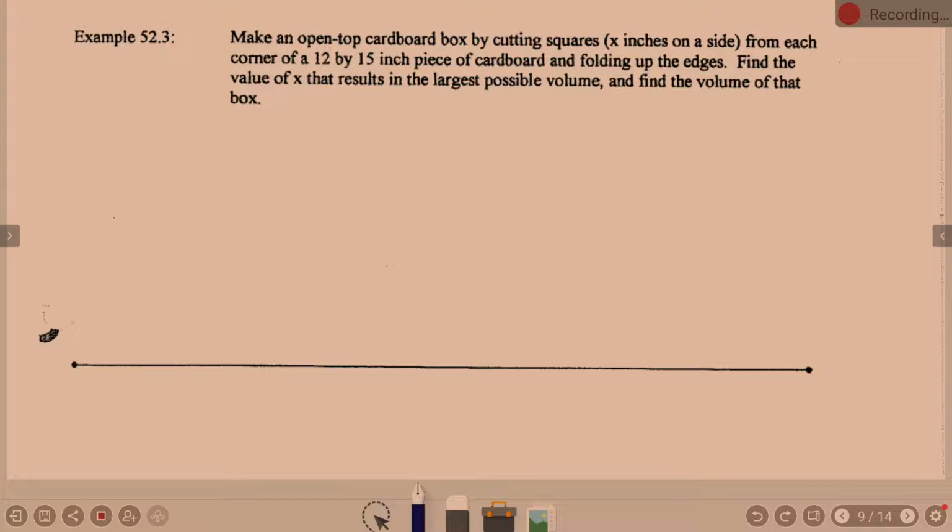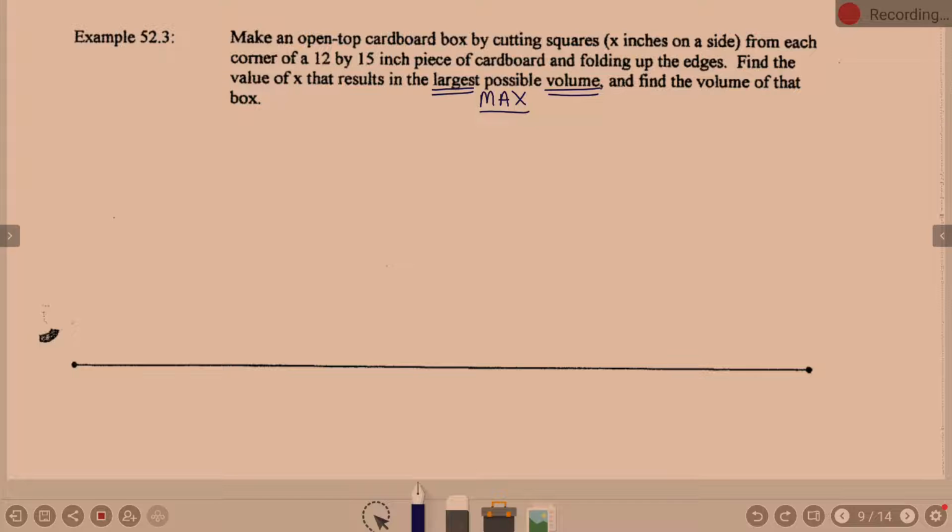Make an open top cardboard box by cutting squares, X inches on a side, from each corner of a 12 by 15 piece of cardboard and folding up the edges. So this is where you take a full piece of cardboard, you cut out the corners, and it makes a lid in this case. Or, I guess it makes the box. Find the value of X that results in the largest possible volume and find the volume of that box. What do they ask me to find here? Largest possible volume, so they're actually asking me to maximize because they're asking me to find largest.